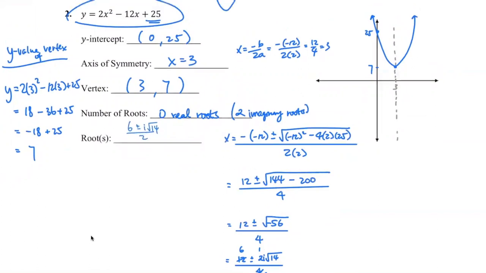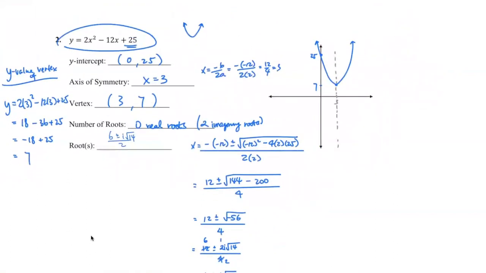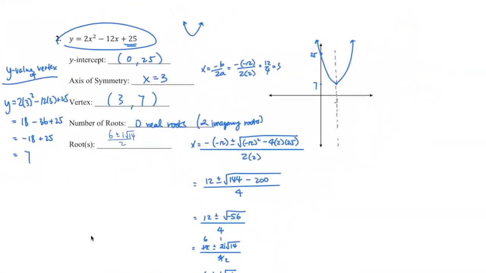So that's pretty much it. All right. So for this example, what's new compared to the previous one is that we found out the vertex happens to be above the x-axis. And since the graph is opening up, we have a pair of imaginary roots. We have 0 real roots. Okay, for this example.